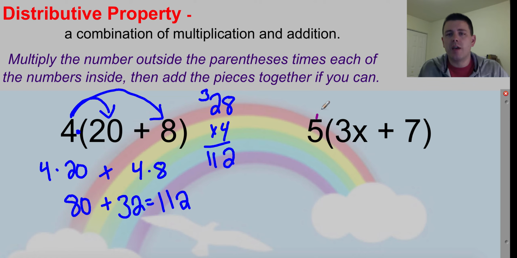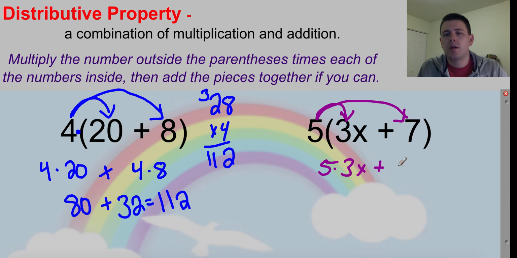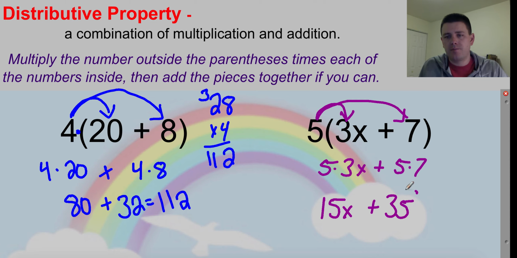We take the 5 on the outside and we're going to multiply it times each of the numbers on the inside. Hence the name the rainbow method. You kind of draw little rainbows to each number, and that helps remind you that you're going to multiply times each of them. So in showing our work, we show that we did 5 times 3x plus 5 times 7. Then we go ahead and do our multiplying. 5 times 3x is 15x. 5 times 7 is 35.